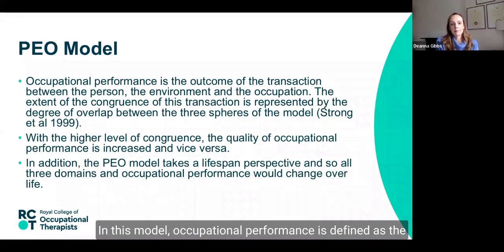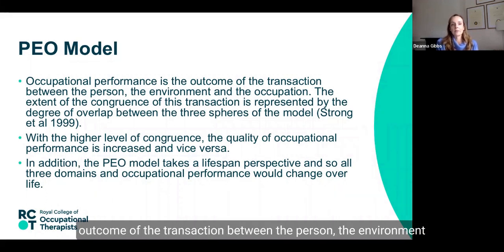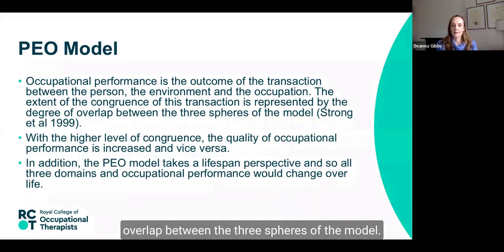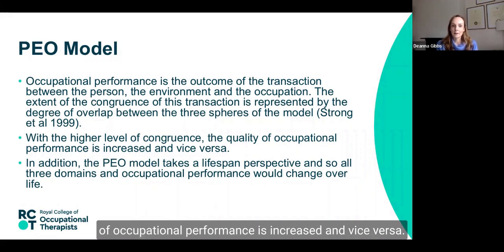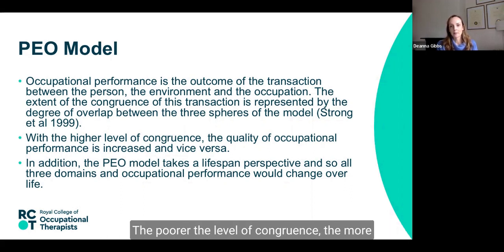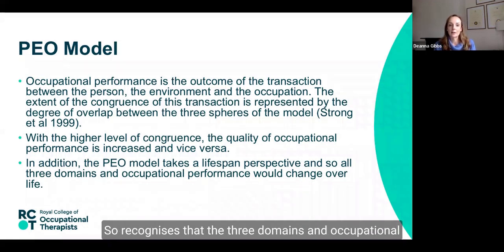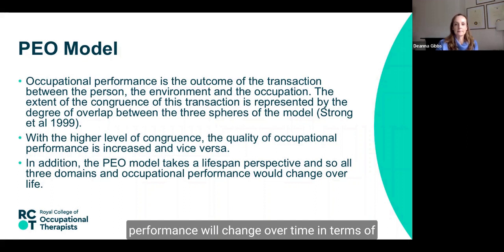In this model, occupational performance is defined as the outcome of the transaction between the person, the environment, and the occupation, and the extent of the congruence of these transactions is represented by the degree of overlap between the three spheres of the model. The higher the level of congruence, the more the quality of occupational performance is increased, and vice versa. The poorer the level of congruence, the more impact on occupational performance we will see. And as I mentioned, the PEO model does take a lifespan perspective, so it recognises that the three domains and occupational performance will change over time.